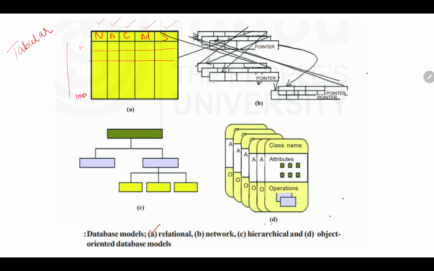Then we will move on to network. So in a network, you will see that everything is connected to each other. So that is why we even call it the internet. Why are we calling it the internet? Because each and everything is connected to each and every other thing.